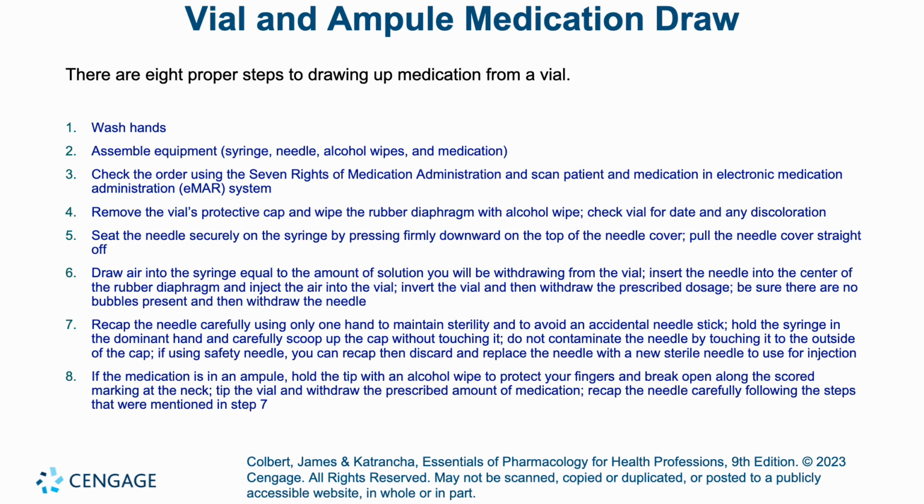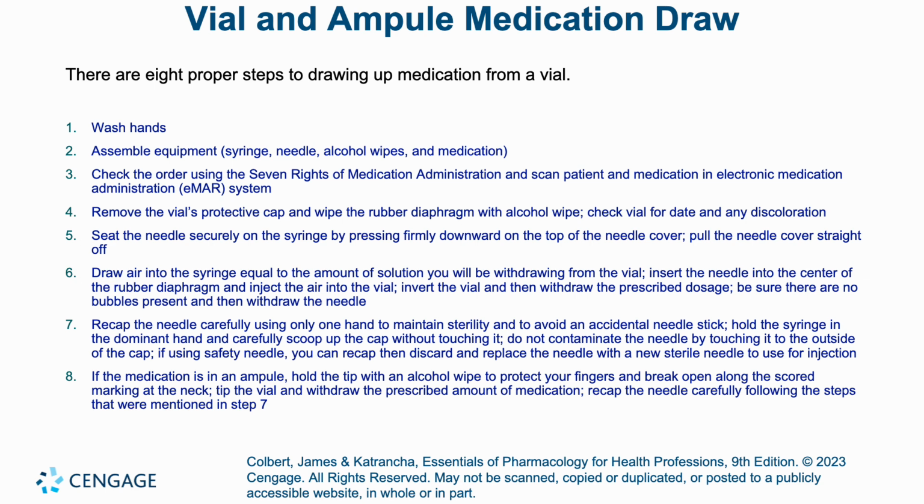So the rubber diaphragm: when you pop the cap off of a vial, there is a metal cap, and then it has a rubber piece in the middle, and you wipe that part down, and that's where you're going to push the needle through for drawing up the medication. 5, seat the needle securely on the syringe by pressing firmly downward on the top of the needle cover. Pull the needle cover straight off.